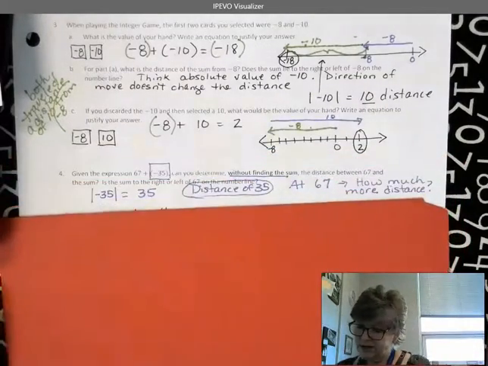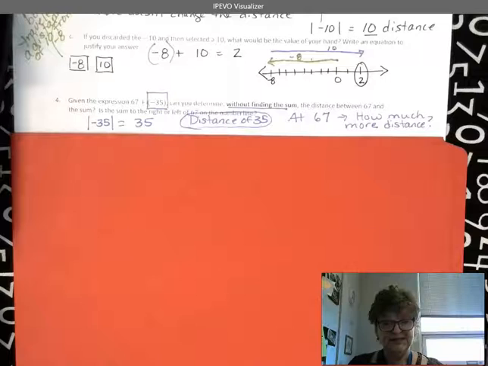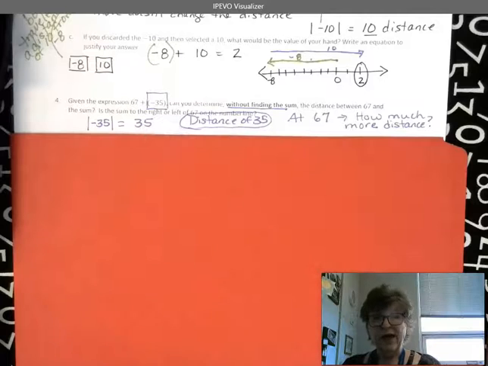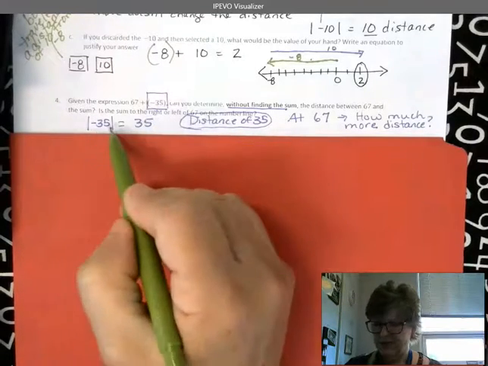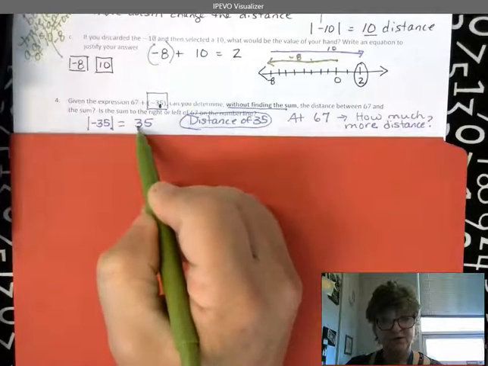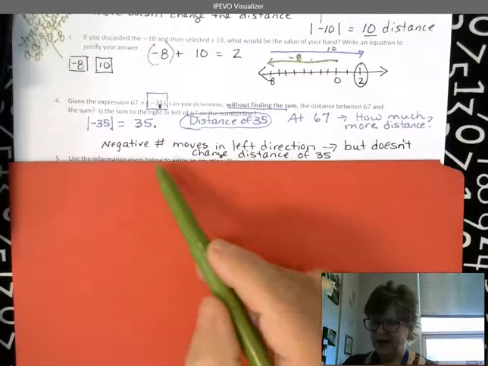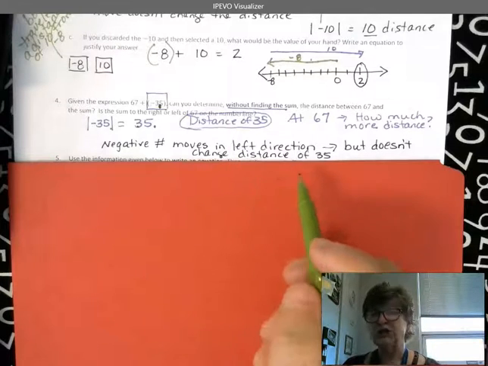All right, let's go down to number 4. If I'm starting at 67, so you're sitting at 67, and I'm moving -35, how far am I moving? It doesn't matter which direction. Okay, the fact that it's left. If I need to know the distance, how much distance will I travel from 67? Again, the absolute value of this number will give you the distance. Remember again, a negative number moves in the left direction, but the direction doesn't change the distance.